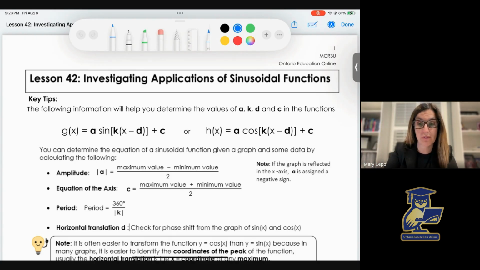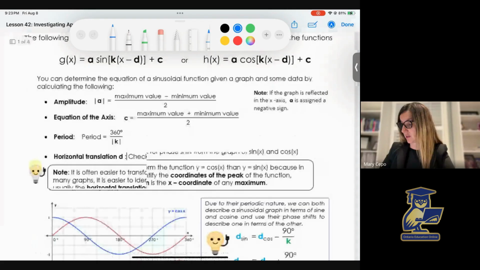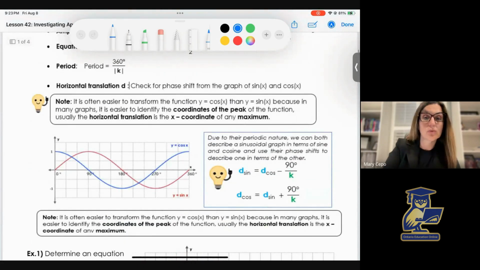So each graph can be defined as a sine function or a cosine function. There are multiple equations we can use with different D values, so there are multiple answers. Just a little note: it is often easier to transform the function y equals cosine x than y equals sine x, because in many graphs it is easier to identify the coordinates of the peak, the maximum of the function. Usually the horizontal translation is the x coordinate of any maximum. So due to their periodic nature, we can describe a sinusoidal graph in terms of sine and cosine and use their phase shifts to describe one in terms of the other.